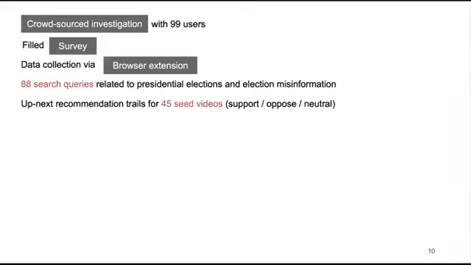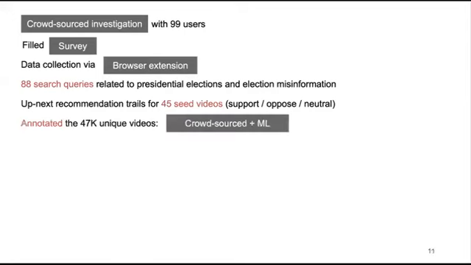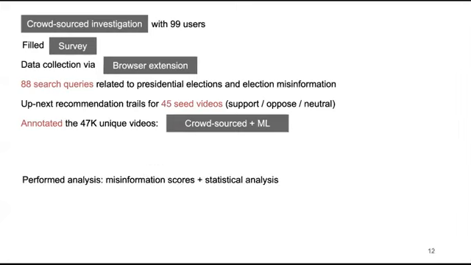The extension also collected up-next recommendation trails for 45 seed videos that were curated before the audit. 15 supported election misinformation, 15 opposed election misinformation, and 15 were neutral in stance. The extension opened the seed video, watched it for 2 minutes, then clicked on the up-next recommendation and repeated the steps up to 5 levels. We call the seed video and the 5 levels of up-next recommendations a recommendation trail, and the extension collected trails from both standard and incognito window. Overall, through the extension, we collected 47,000 unique videos that we annotated using crowdsourced and machine learning techniques. And then we performed analysis on the data.